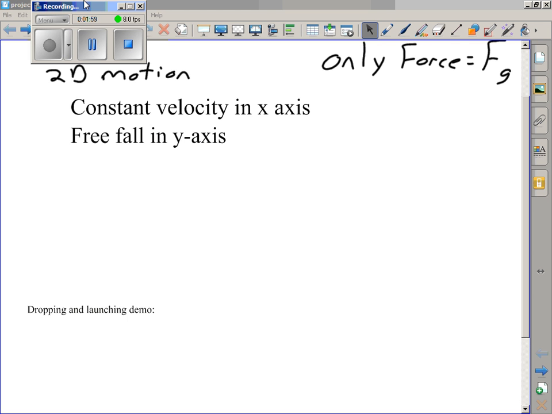In other words, you can pretend something that's moving in two dimensions, projectile motion, is two separate objects. One object moving in the x-axis, another object moving in the y-axis. The times will be the same. Their motion will be the same. So, a little demo here. Okay, here we go. Yeah, so it's still 9.8 for the acceleration of gravity.